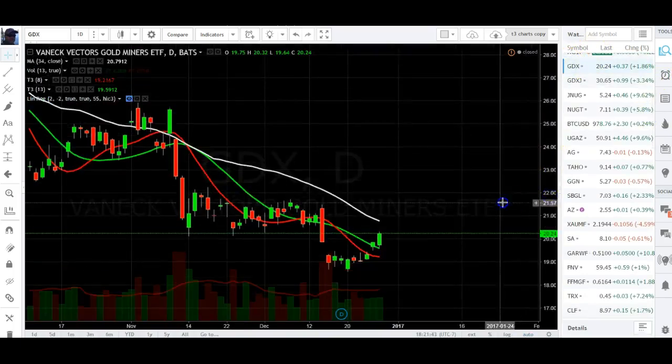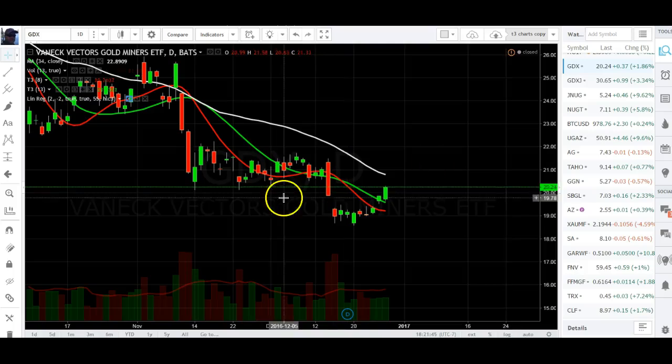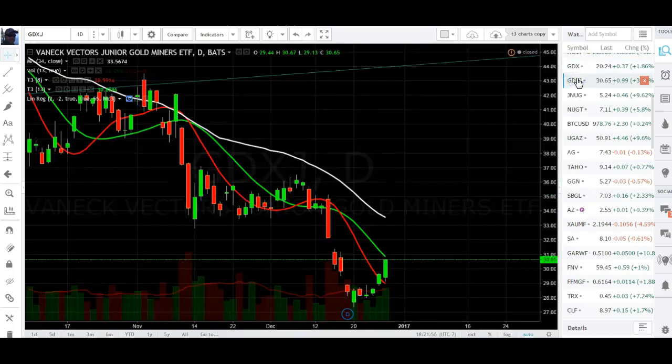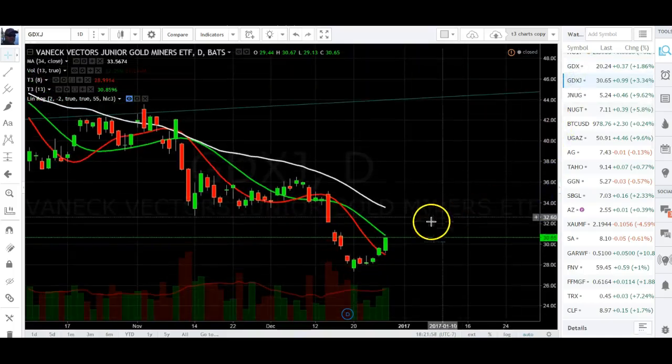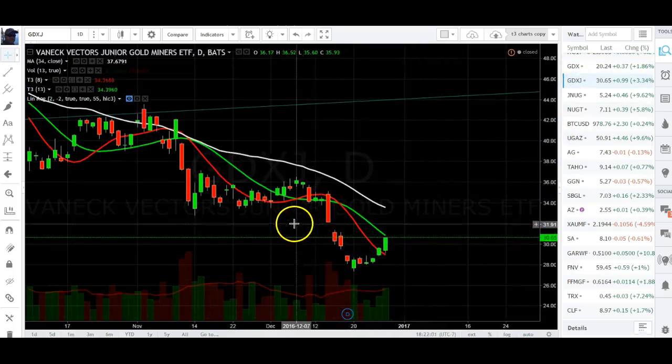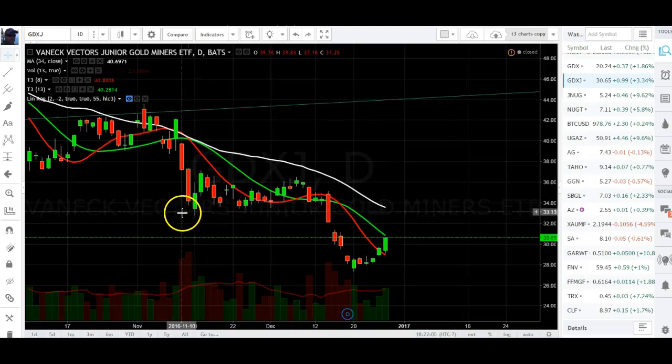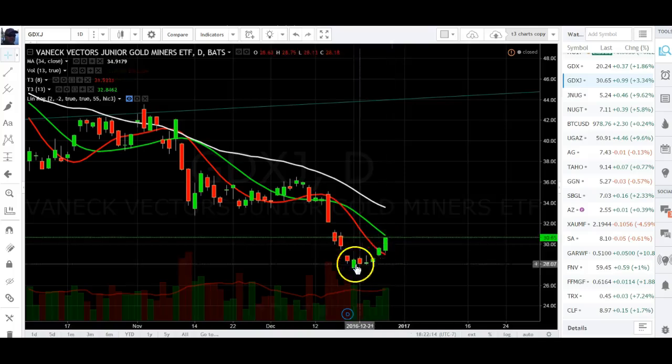GDX. Looks like that's going to run tomorrow if things hold up. Breaking in the previous lows. Pretty nice. GDXJ has a lot more work to do to get into previous lows. Got to get above that gap first. Damn. But anyhow, it's a nice U.